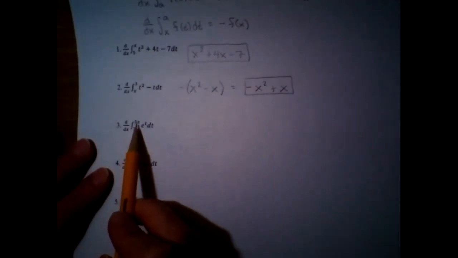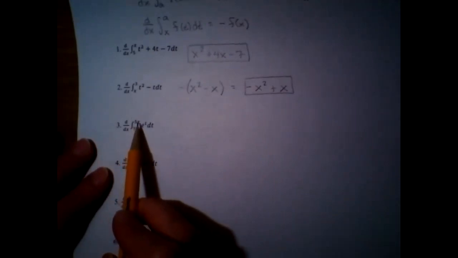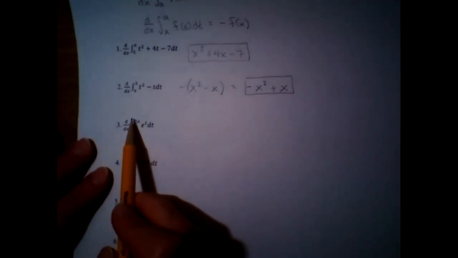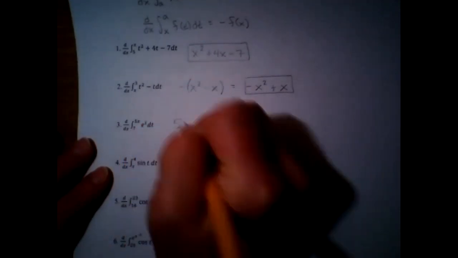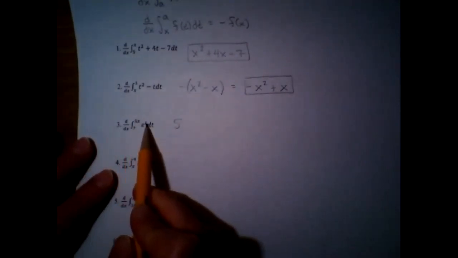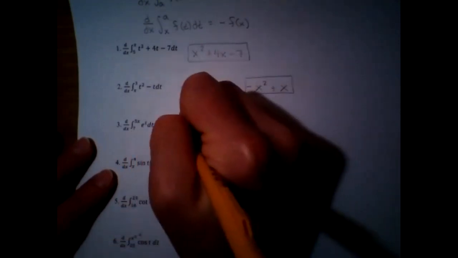All right, so this one's not just x. This is going to involve a chain rule. So oftentimes I'll just do the chain rule first. So you'd have to chain on the derivative of 5x, which would be 5. So I'm just going to put that first, and then you just take 5x and plug it in for t. So this would be e to the 5x.